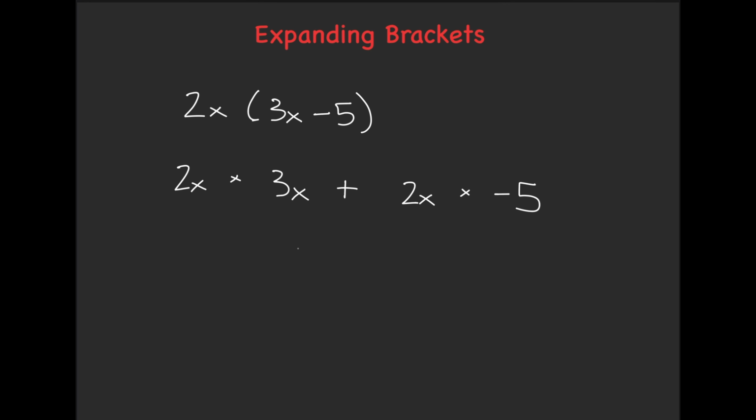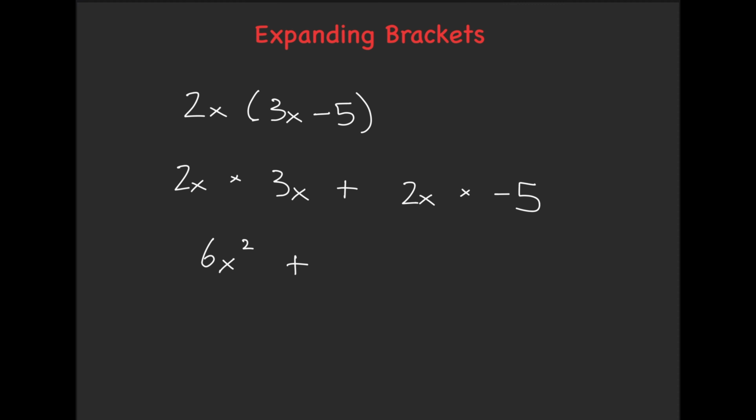Now we can simplify the expression. There's two things we need to focus on for 2x times 3x. First, there's the coefficients. So 2 times 3 is 6. And then there's the variables. x times x is x squared. So 2x times 3x is 6x squared.